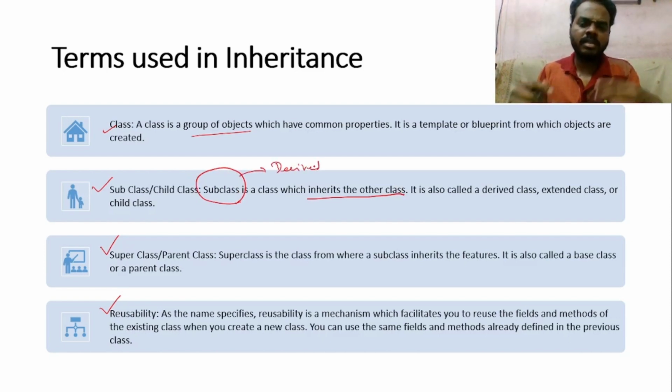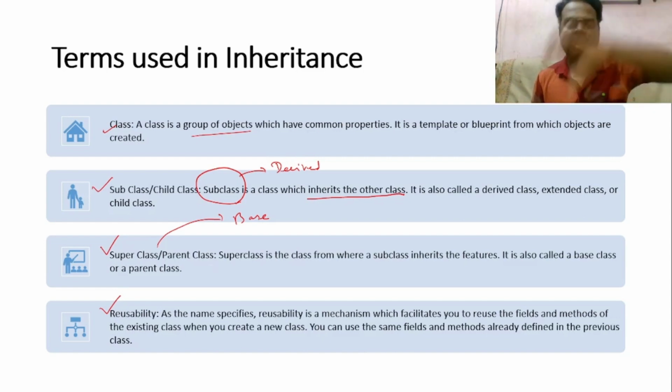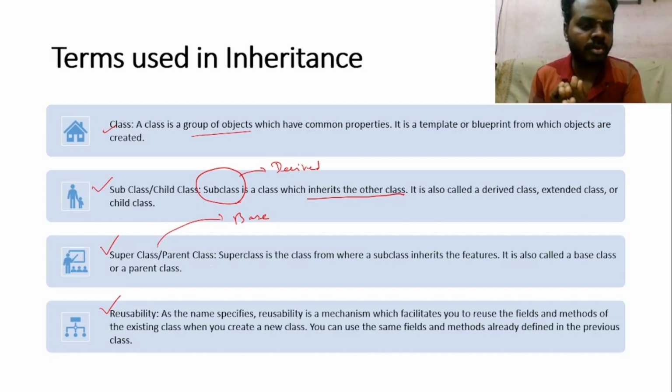You can call it a derived class, extended class, or child class. The subclass acts as a derived class in Java. The next thing is superclass. The superclass we can call the base class in Java. It acts as a parent class, and it will inherit the features from the parent class to your child class relationship. This is all about your superclass.